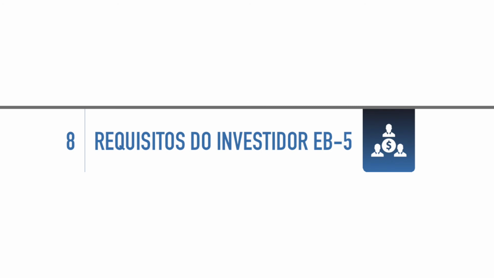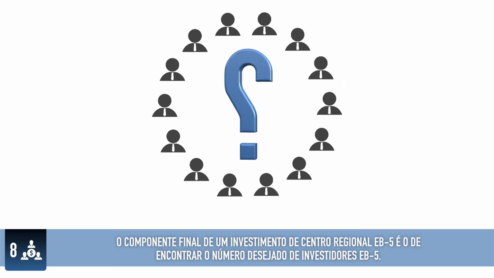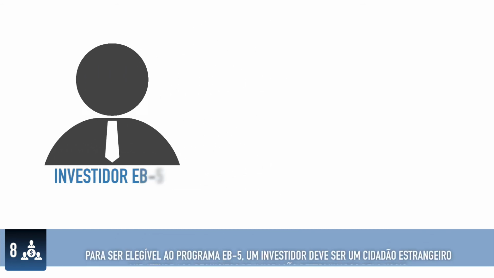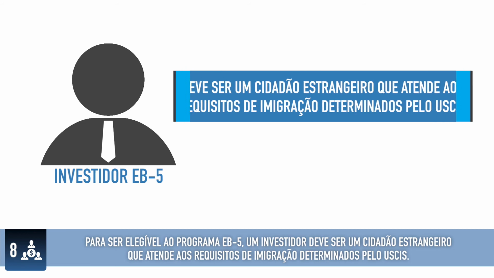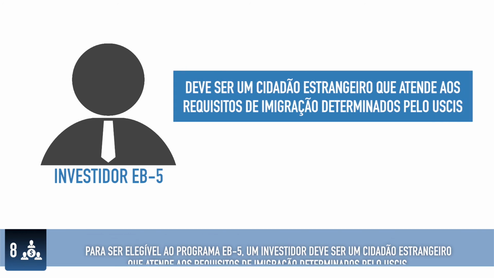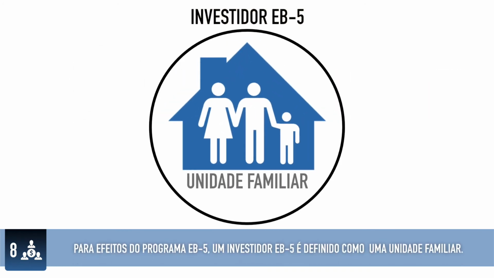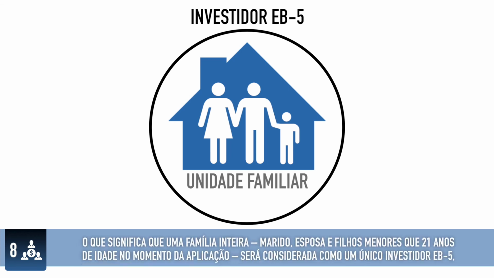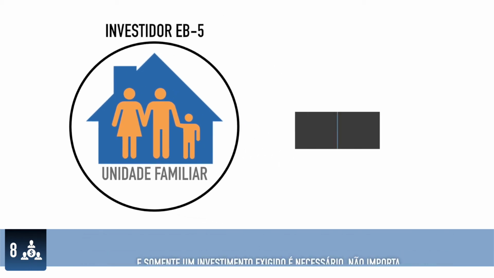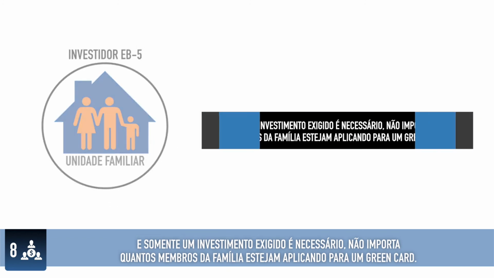EB5 investor requirements. The final component of an EB5 Regional Center investment is finding the desired number of EB5 investors. To be eligible for the EB5 program, an investor must be a foreign national that meets the immigration requirements determined by USCIS. For the purposes of the EB5 program, an EB5 investor is defined as up to an entire family unit, which means that an entire family, husband, wife, and children under age 21 at the time of application, will be considered a single EB5 investor, and so only one required investment is needed, no matter how many members of the family are applying for green cards.